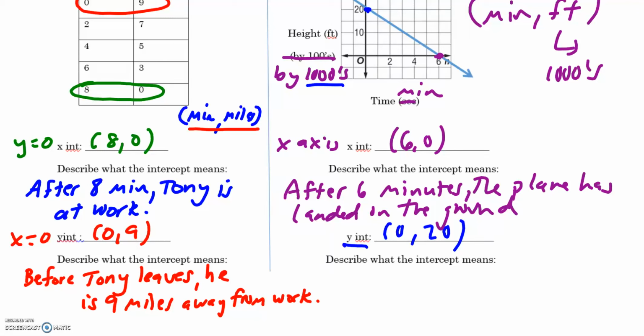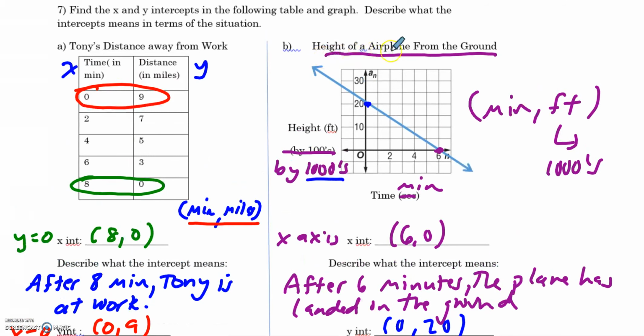All right, guys, so to pick up where we left off, this is video number 2. We were on the description of the y-intercept. We talked about how the x position means minutes, so after 0 minutes, where is the plane? It looks like the plane is not 20 feet in the air, but 20,000 feet in the air because this is in thousands. So you could say before landing or at the start, because this is talking about the plane's descent, height of an airplane from the ground.